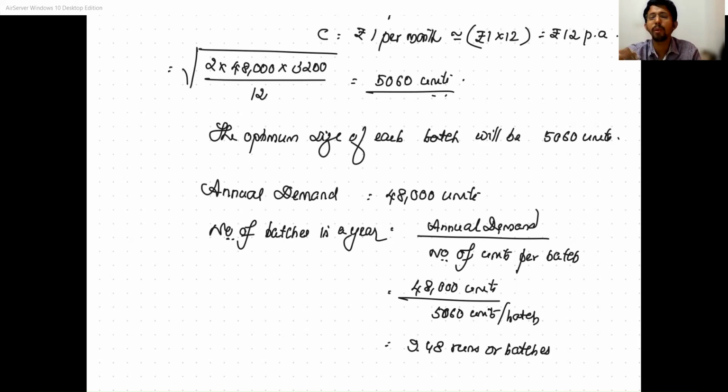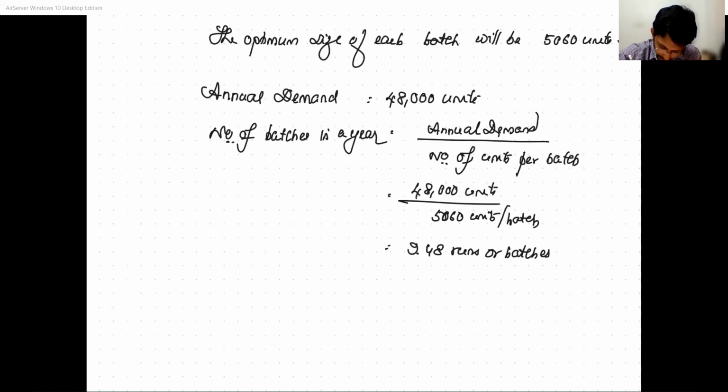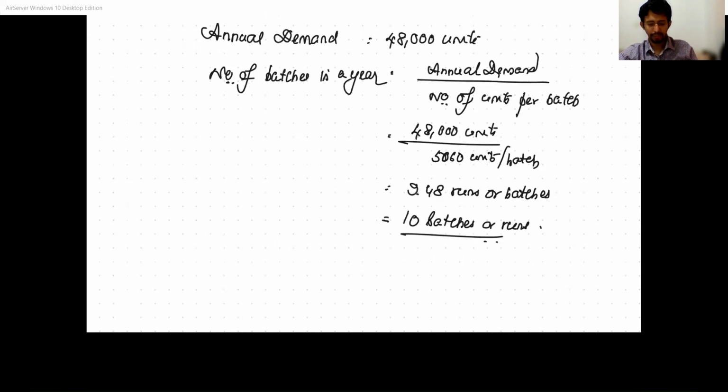Now, can you have 9.48 batches? No. One batch should be produced in full. So you have to produce how many batches? 10 runs or 10 batches. 10 times you will have to set up the batch. Okay, so that is it.